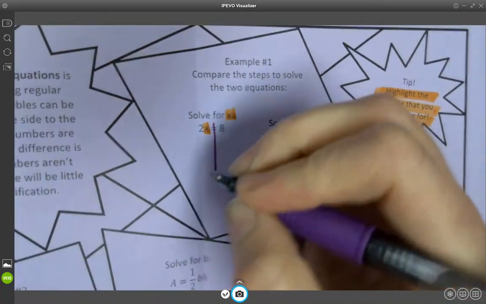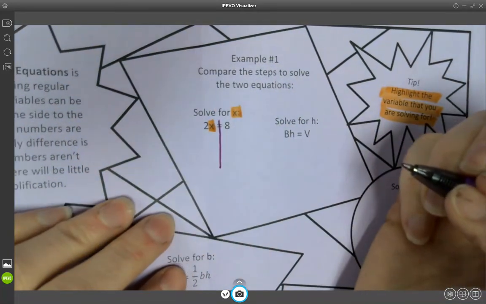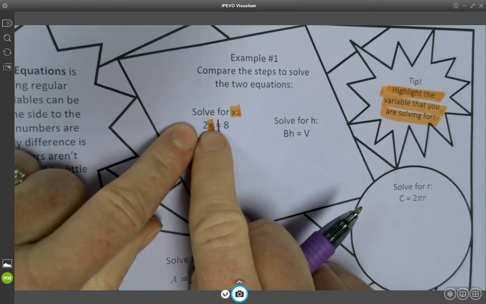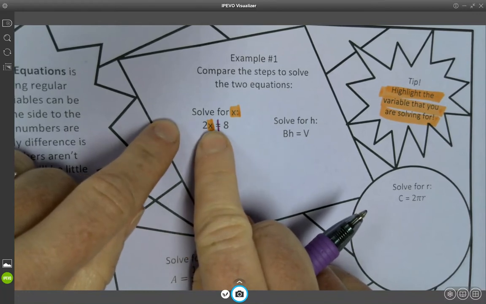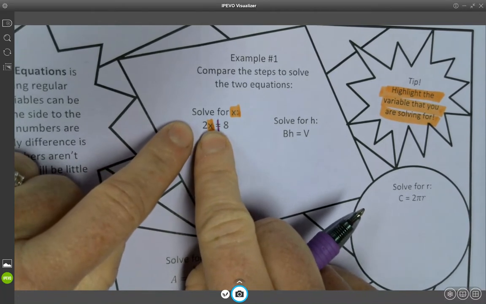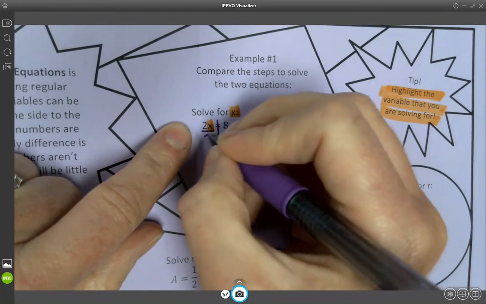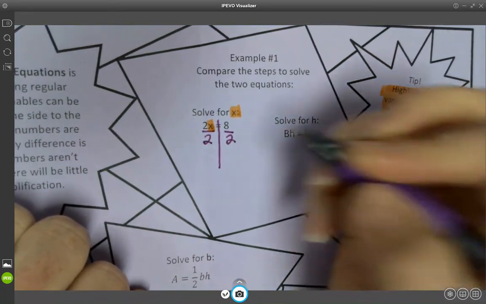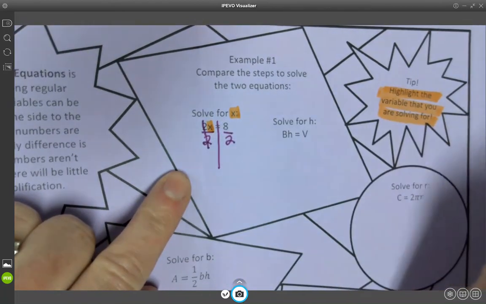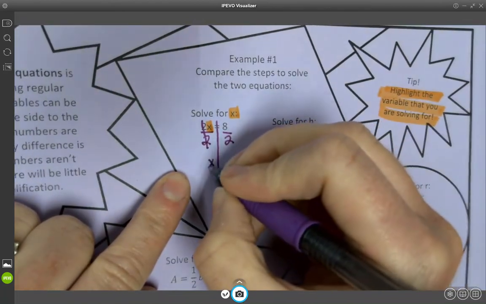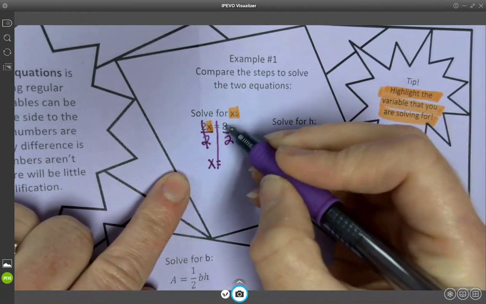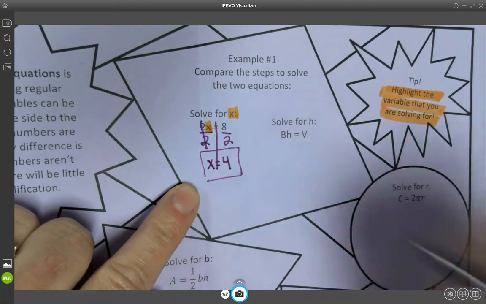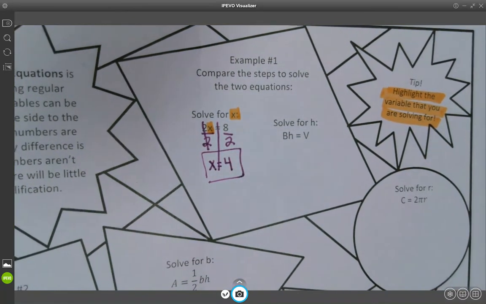Draw your line down your equal sign. To solve for x here, you would do the inverse of what's happening to x. So 2 times x. The inverse operation would be divide both sides by 2. Two divided by 2 is 1, so it simplifies out, and we get x equals 8 divided by 2, which is 4. That's our solution. We've done this before.